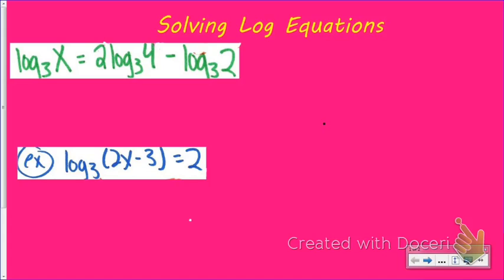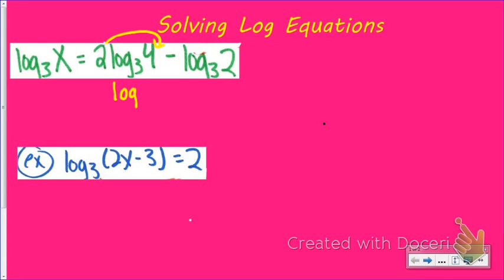Now one thing that you'll see that's going to be really helpful a lot of times is like this first example. If I have logs that are not condensed, it's going to be a little bit easier if I actually go ahead and condense those together. So for example, this first one I have here, first I can take that 2 and move that as the exponent on the 4.